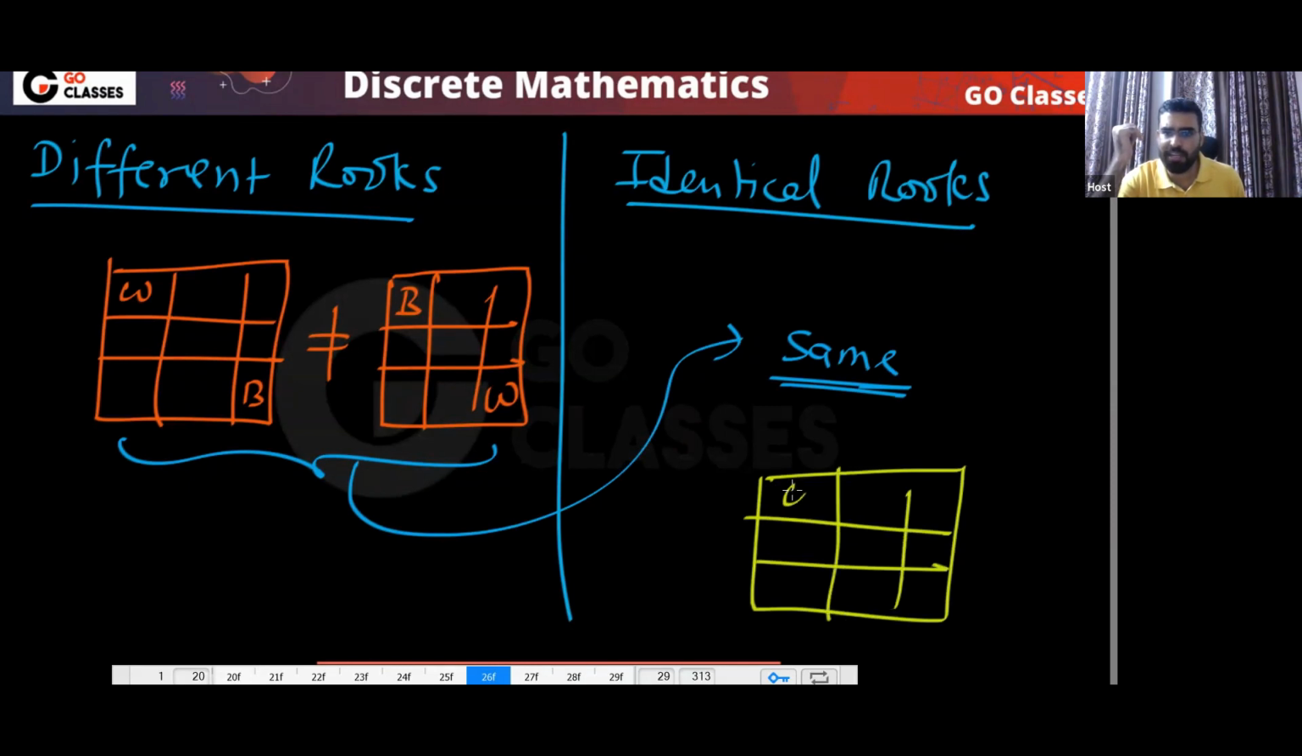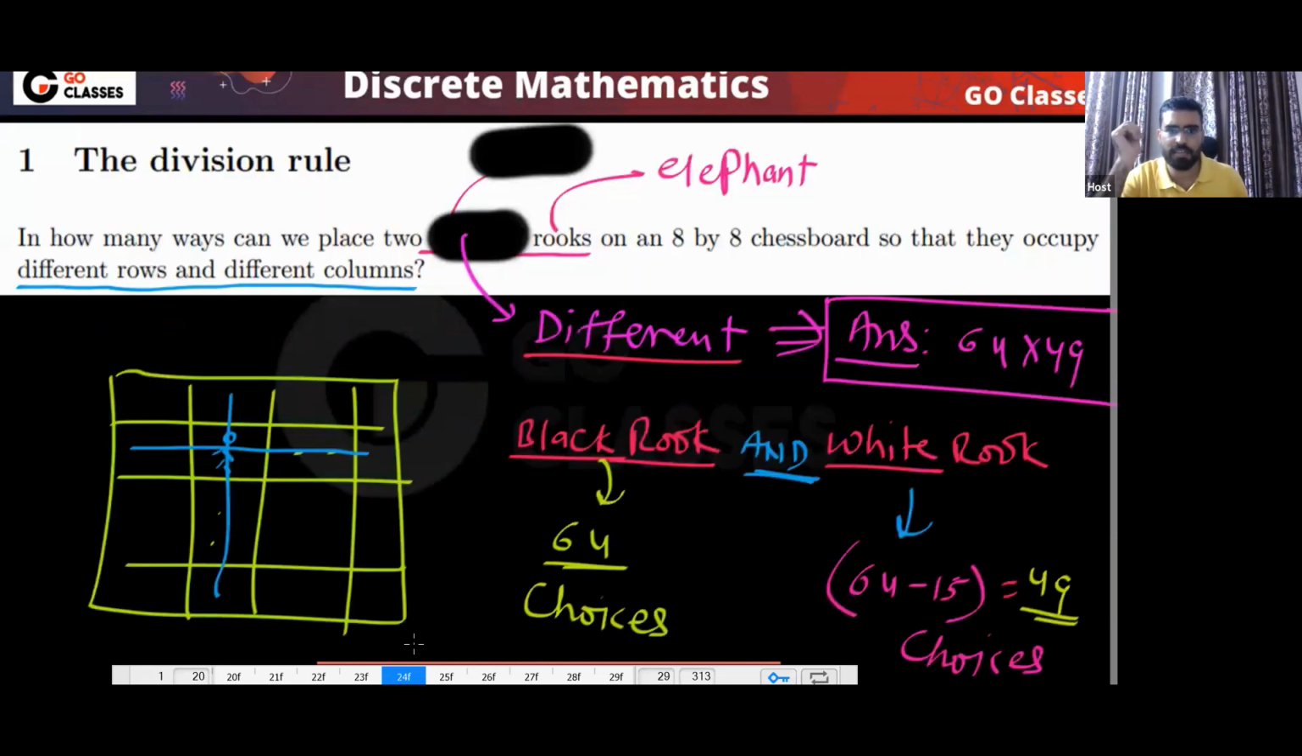Because you have identical rooks, white comma white, you cannot create two cases. You cannot swap them. These two you cannot swap. So is this difference clear to everyone? Okay, so very simple. If you have different rooks, you got the answer.